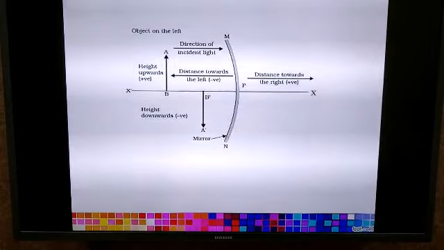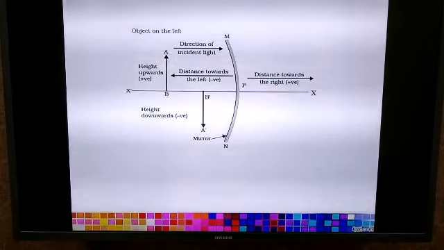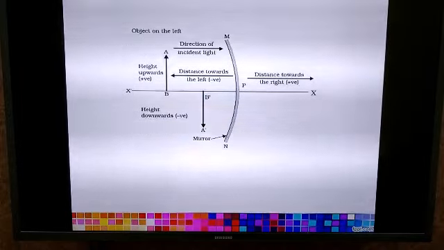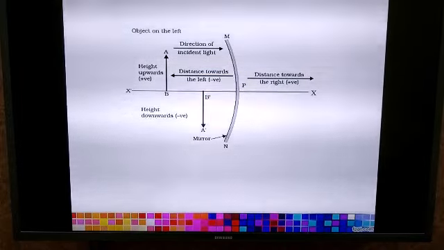If you are asked to draw the diagram for the Cartesian sign convention for spherical mirror, this is the diagram that you have to draw. I have already shown you in the explanation.